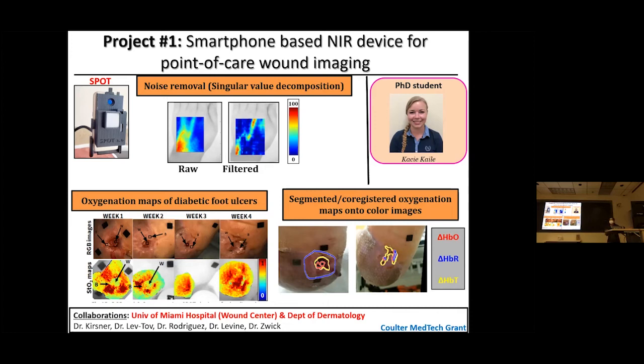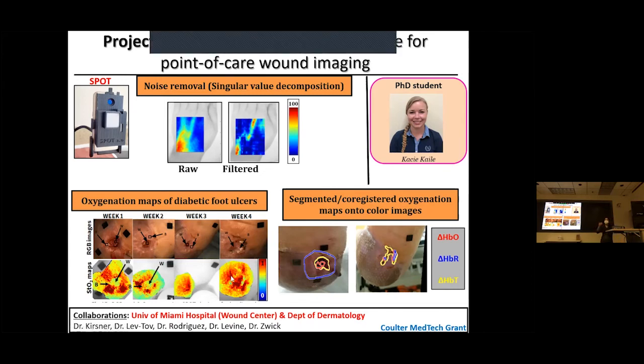On the left, we started doing some studies. I'm just giving you a big overview of all her work. Some of the studies she's doing are on diabetic foot ulcers. This is collaborative work we are doing with the University of Miami and their wound care center and Department of Dermatology, where we take these devices to the clinic and we image patients across weeks to see the changes in oxygenation, which you're seeing on the bottom, and how it tends to show that the wound is healing underneath and not just on the surface.